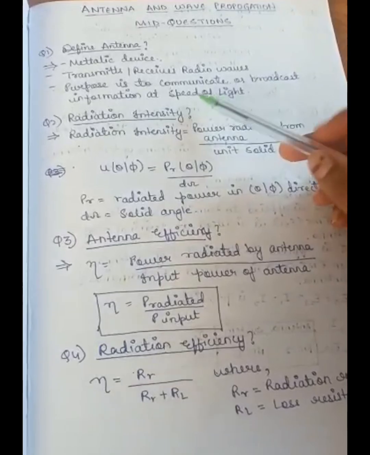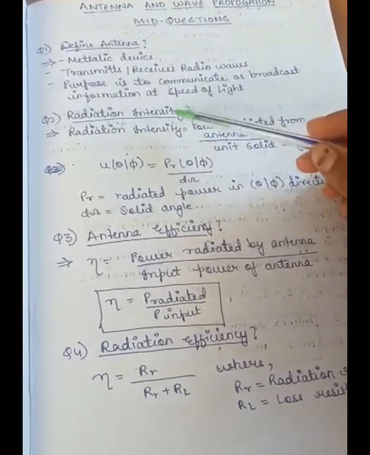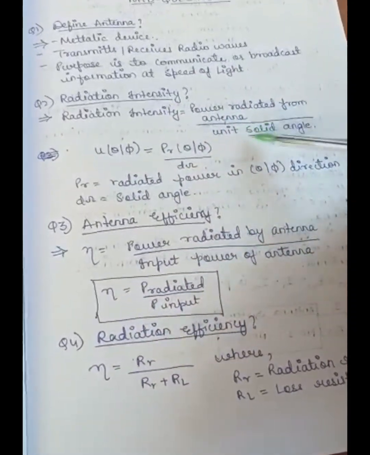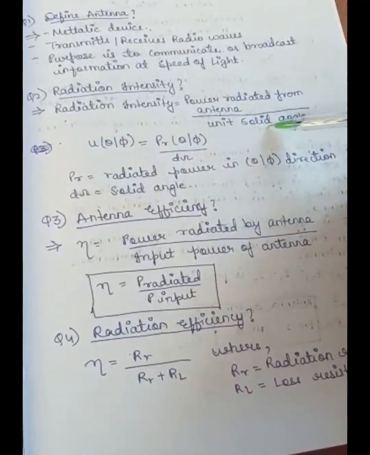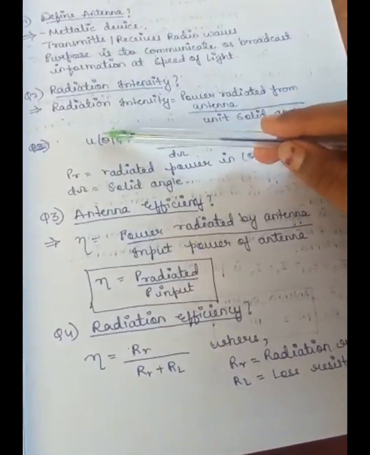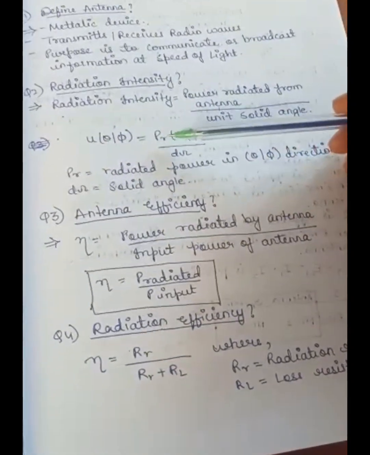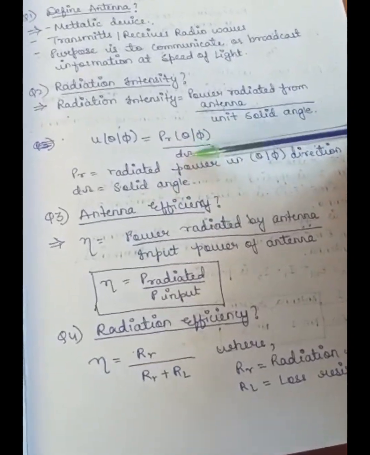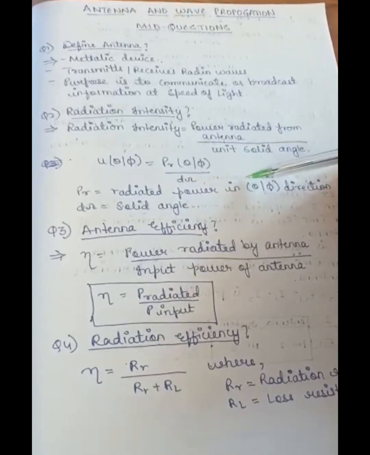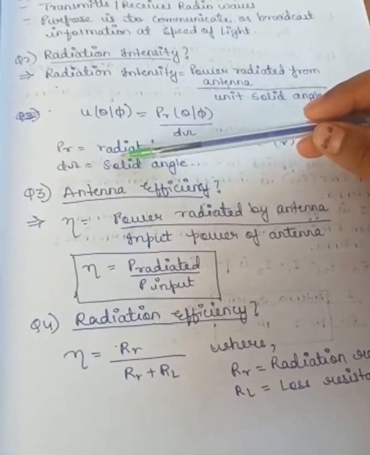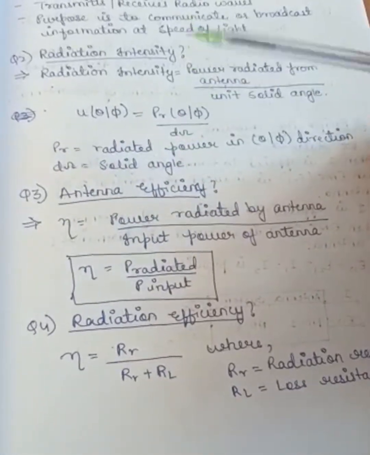Now the next question is, what is radiation intensity? Radiation intensity can be defined as the ratio of power radiated from the antenna upon the unit solid angle. Let's know about the unit solid angle in the further questions. So mathematically it can be written as U of theta, phi is equal to PR of theta, phi divided by d omega. PR is the radiated power in the direction of theta, phi, and d omega is the solid angle or the unit solid angle.